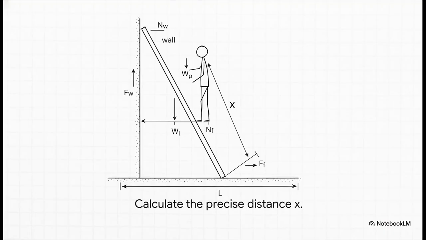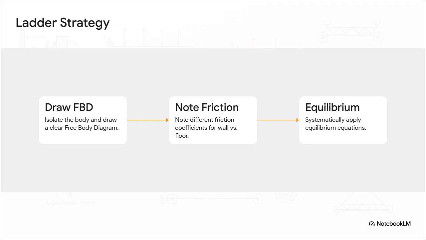This one is an absolute engineering rite of passage, isn't it? The setup is classic. You usually have a person climbing a ladder that's leaning against a rough vertical wall and sitting on a rough horizontal floor. Your job as the engineer? Figure out exactly how far that person can climb up those rungs before disaster strikes and the ladder slides out from under them. So, let's break down the strategy to crush this problem every single time.